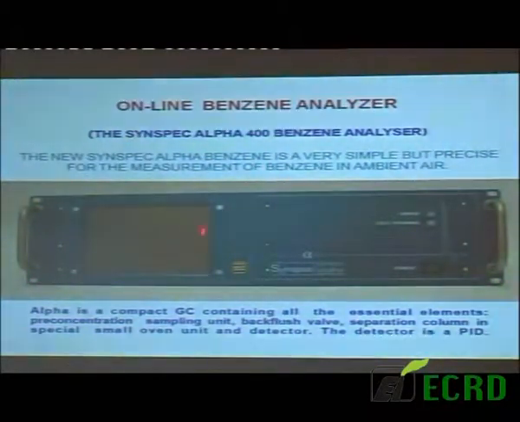And now they have improvised it also, because after a long gap I am seeing it now. So this is the online Synspec benzene analyzer. Next, please.